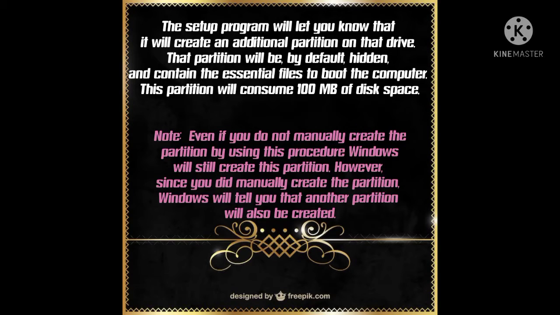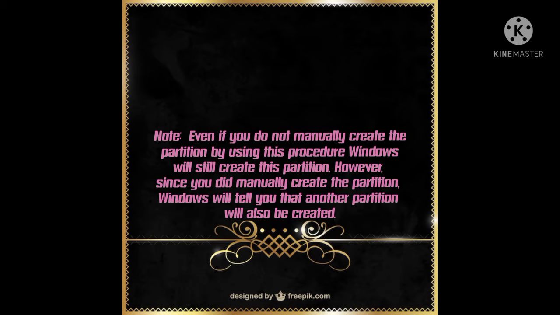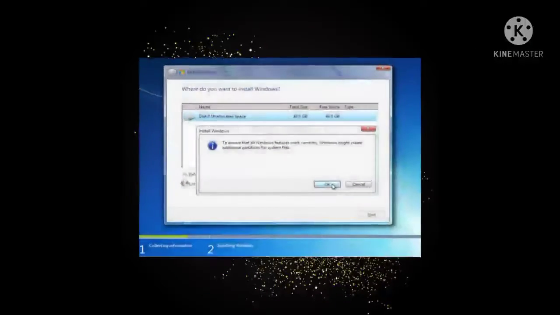The setup program will let you know that it will create an additional partition on that drive. That partition will be, by default, hidden and contain the essential files to boot the computer. This partition will consume 100 MB of disk space. Note that even if you do not manually create the partition by using this procedure, Windows will still create this partition. However, since you did manually create the partition, Windows will tell you that another partition will also be created.